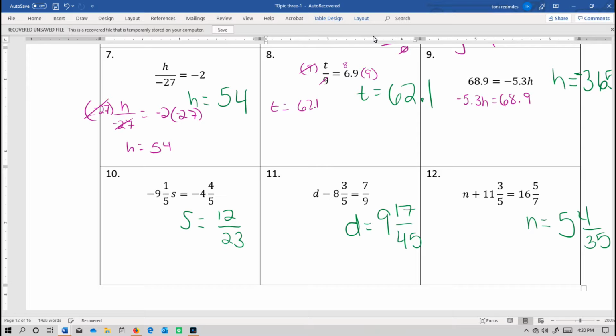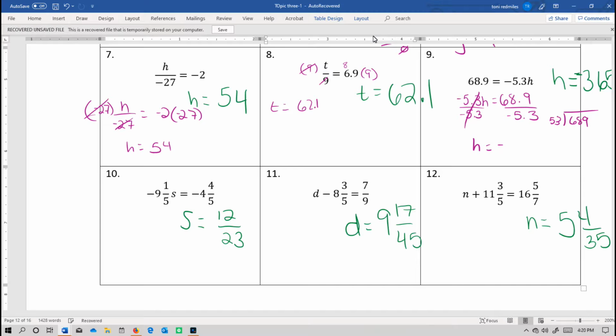All right, so the negative 5.3 is multiplying, so I have to divide it to get rid of it, because that equals 1, right? And that's that identity rule, leaving me just with h. And a negative and positive means my answer is going to be negative. Let's divide these bad boys.